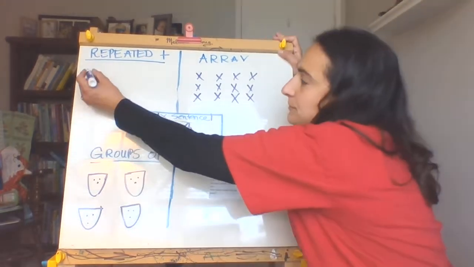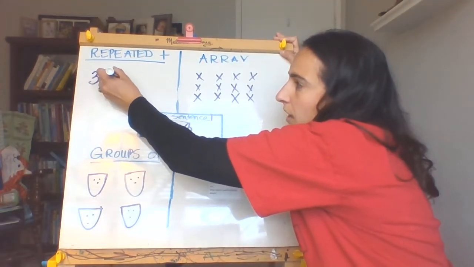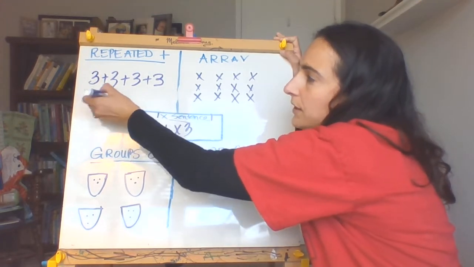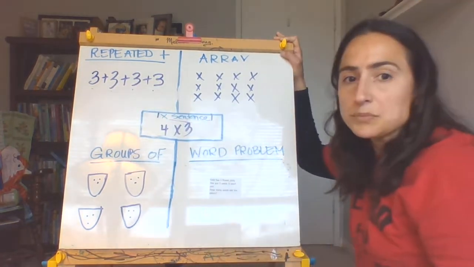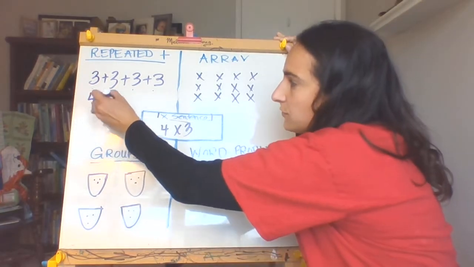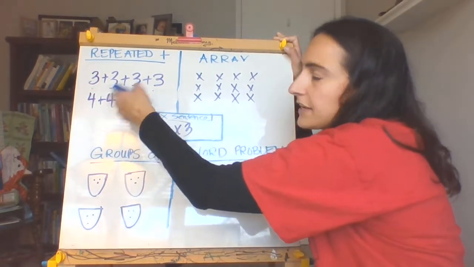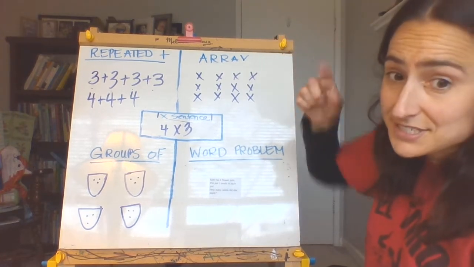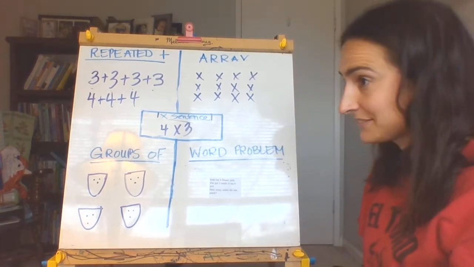Repeated addition. Each pot has 3 in it. 3 seeds. Pot 1, pot 2, pot 3, pot 4. Okay? You could also do this, which is fine, because it still is going to give me the same answer. All right. 4 times 3.